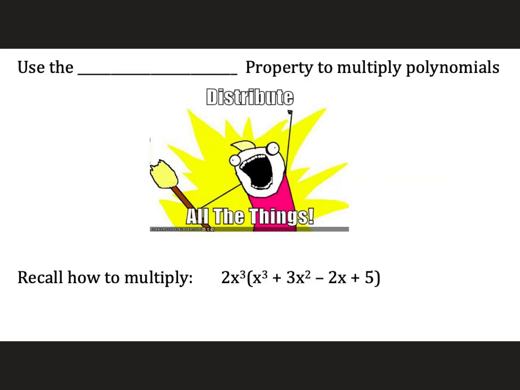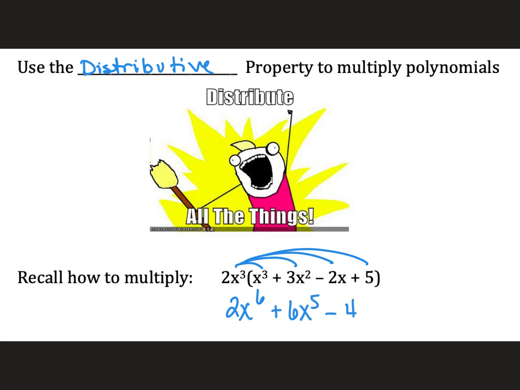All right, let's kick it up a notch. Now let's see how we have to handle when we have 2 binomials that are multiplied together. And really, what we're going to do is just distribute all the things. So you're going to use the distributive property to multiply polynomials. I just have a higher order one here as a reminder. When we have 2x cubed times x cubed, that's 2x to the 6th. 2x cubed times 3x squared is 6x to the 5th. Then I'll have -4x to the 4th, and lastly, plus 10x cubed.